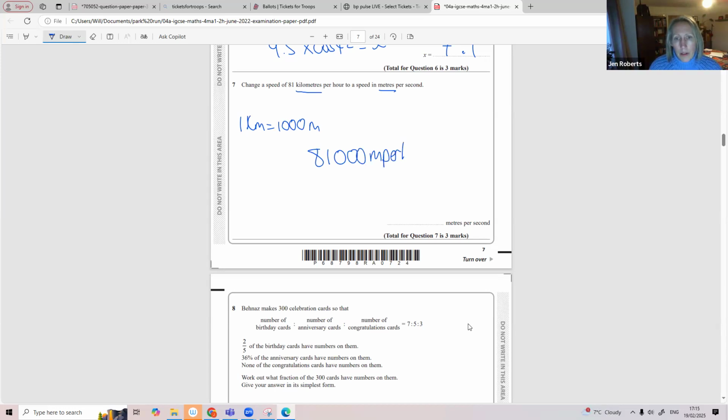Not done anything with the time units yet. So that means it's going 81,000 meters in 1 hour. So divide it by 60 to get per minute. So 1,350 meters per minute. Divide it by 60 again to find out every second, which gives you 22.5 meters per second.